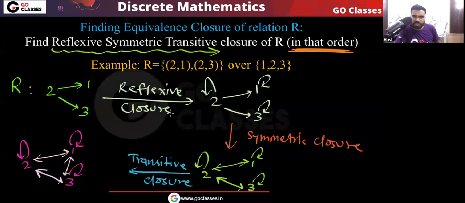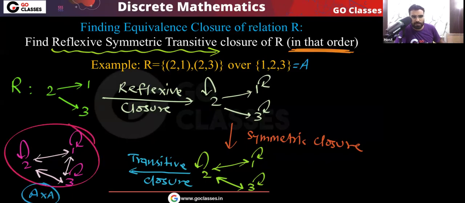What we got basically is A cross A. Okay, if this is A, then we got basically A cross A. And yes, this is an equivalence relation. This is the equivalence closure. Okay, this is the equivalence closure of relation R. I hope you understood. Is this clear?